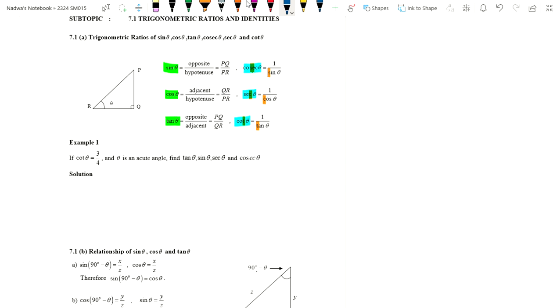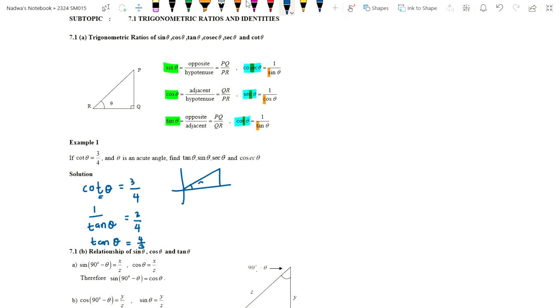Okay, so cot theta equals to 3 over 4. So from here, we know that cot theta is 1 over tangent theta. So 1 over tangent theta is equals to 3 over 4. So simply put, tangent theta is equals to 4 over 3. And since we have tangent theta, we can draw our triangle here. Okay, I'm sorry, my drawing is not very good today.